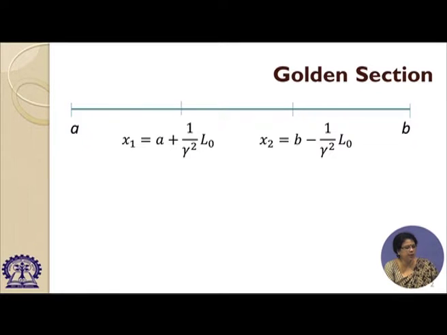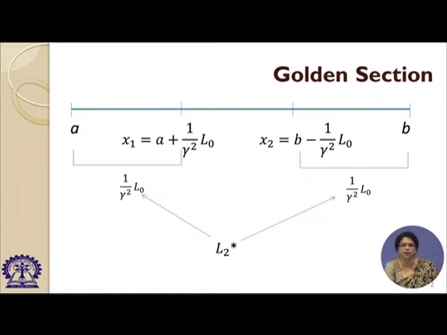That is why we can see that the distance from A to x1 is 1 by gamma square L naught, and the same distance x2 is from B, 1 by gamma square L naught. And this is the value. Since we are going to the next iteration with these values, starting from A to B, we are going to the next experiment, that is why the naming is L2 star, just like in the Fibonacci method. But here the question arises: what is the value for gamma, how will gamma be calculated?